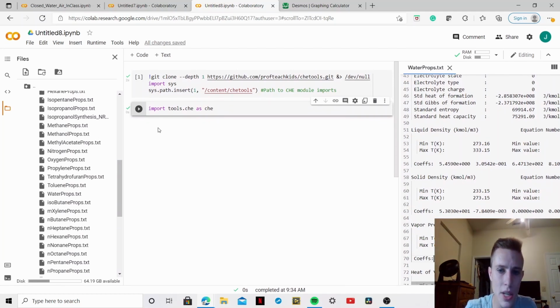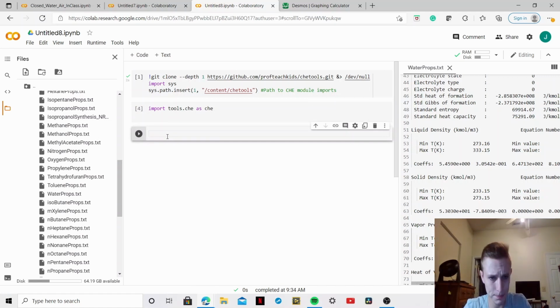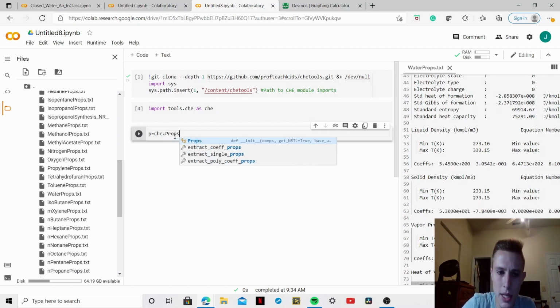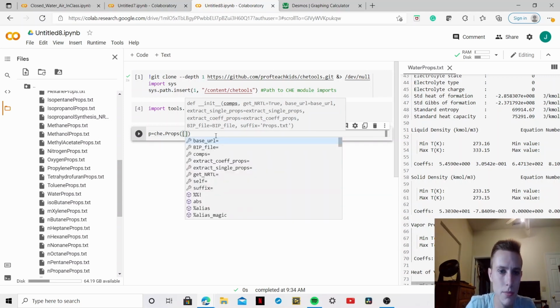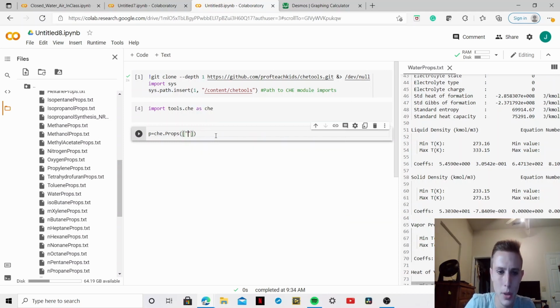Okay. So now that I've explained that, we can go about bringing in the water data, which we're going to work with. So let's bring in a new line here. And let's do P equals CHE dot props, which in this case, props means properties. And we're going to make sure it's in brackets since it's a list. And we're going to put this in quotations. We're going to call in water, and bring in caps. All right, shift enter.